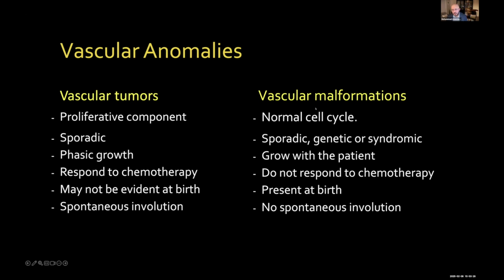When it comes to malformations, by definition, they have to be present at birth. There's a normal cell cycle. They can be sporadic, genetic, or part of a big syndrome. They typically grow proportionately with the patient. They don't respond to chemotherapy, and they don't spontaneously involute. An example would be lymphatic or venous malformation.